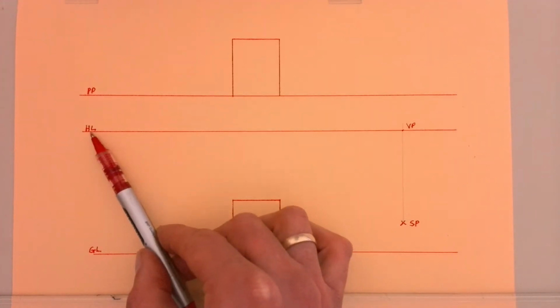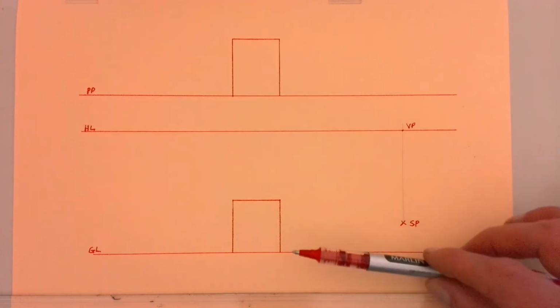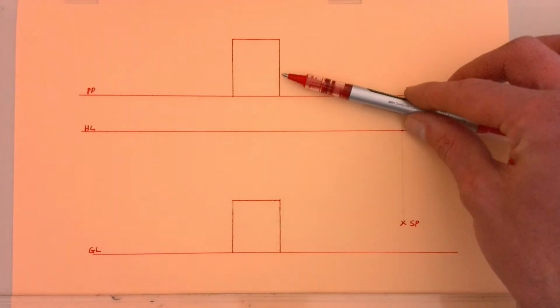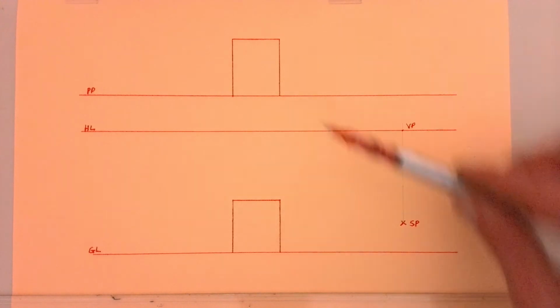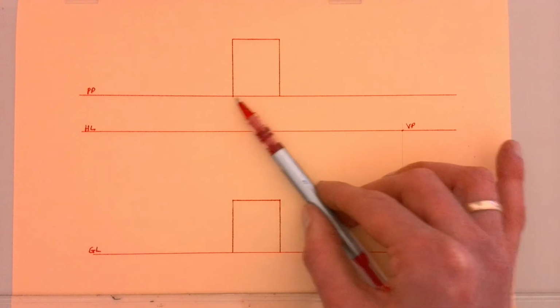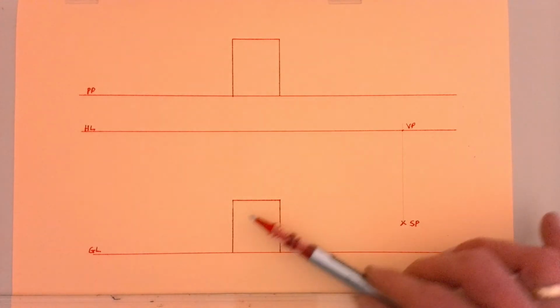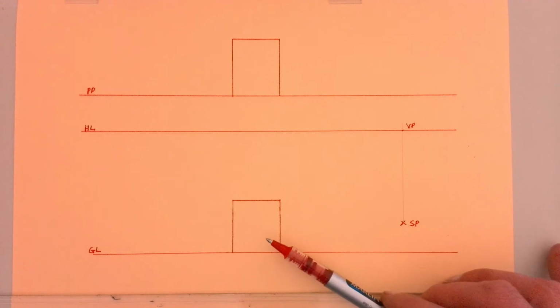Once we've done that, we then need to have a look at the views that have been given to us. We've got a top view over here and a front view here, and you can see on your top view that this side of our shape that we're going to draw touches our picture plane, and that of course is the front part of our shape, which we can see here in our front view.